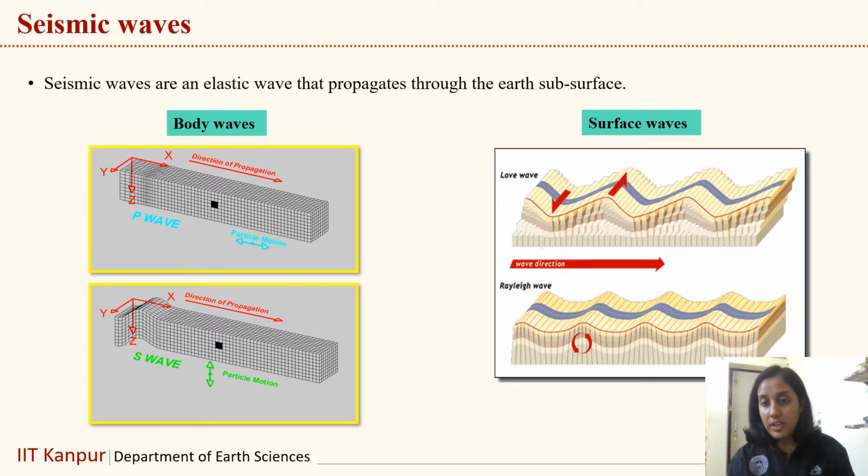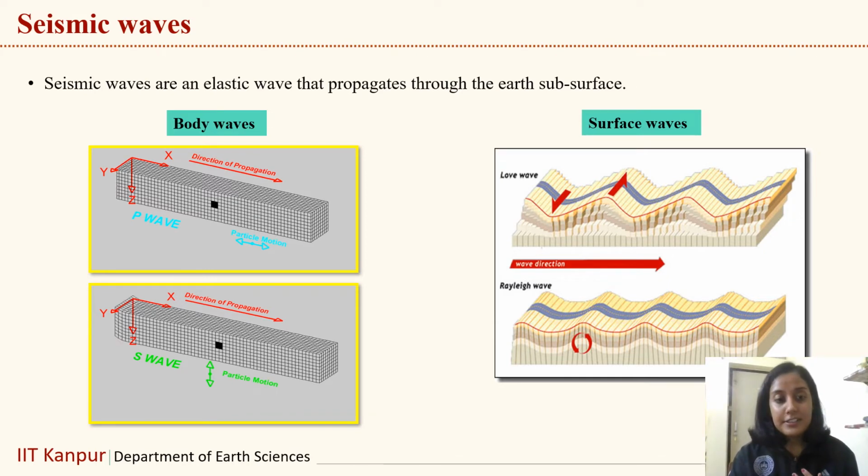Apart from these body waves, the other category I talked about is the surface wave. It also has two subcategories: first the Love wave, second the Rayleigh wave. Generally we don't acquire surface waves for understanding deeper subsurface features. However, these waves are very disastrous in an earthquake because they are the most experienced on the surface. The shaking that you experience during an earthquake is majorly caused by these Love waves and Rayleigh waves.